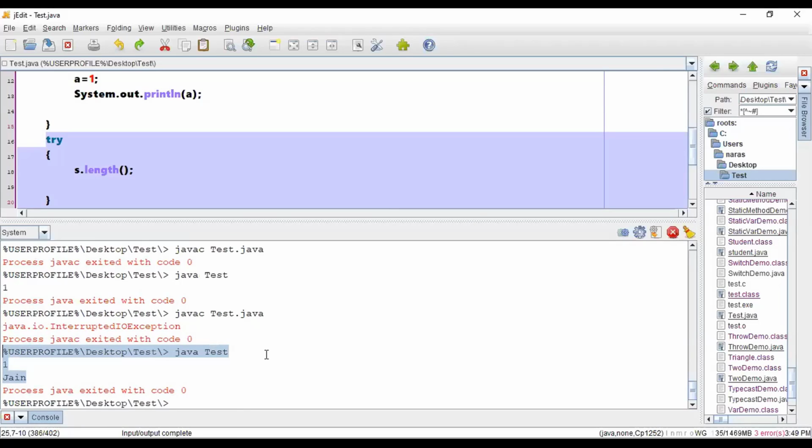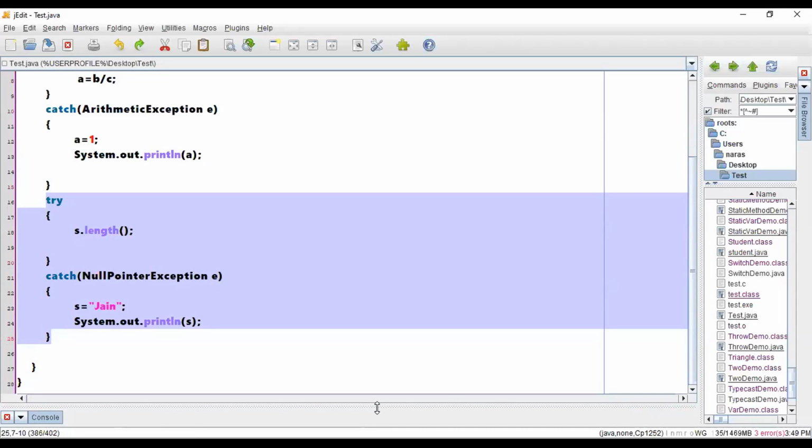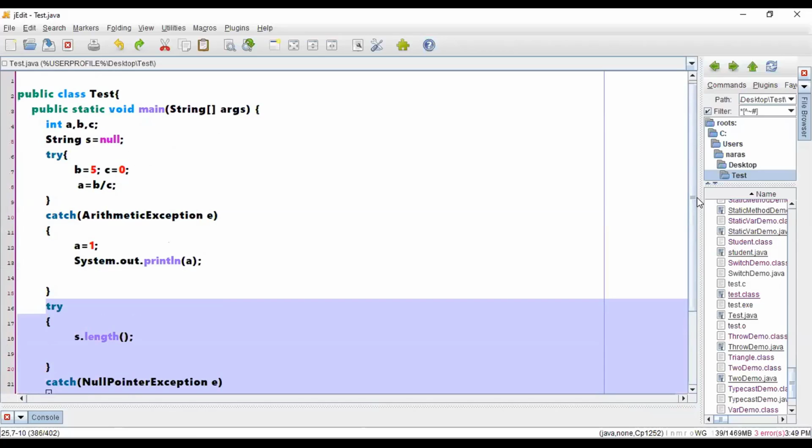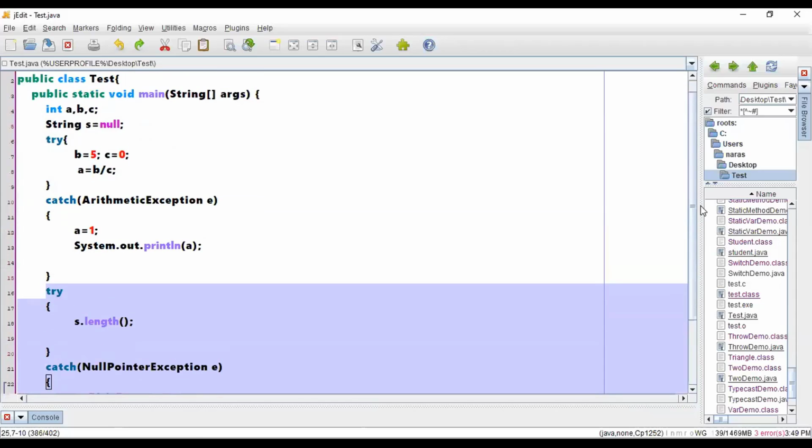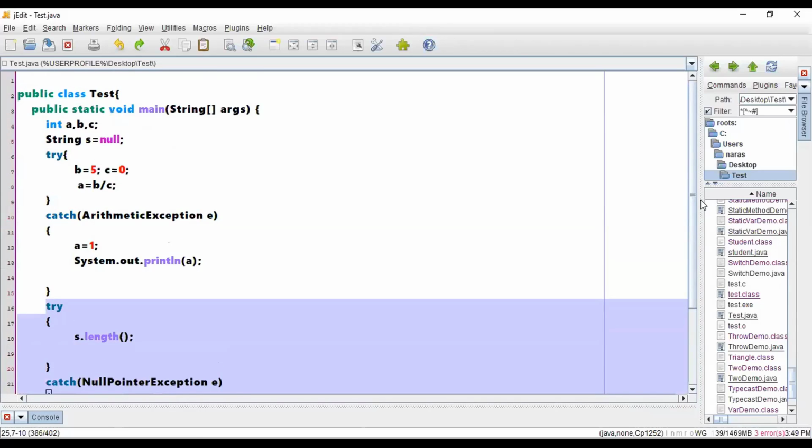Yes, sir. Correct, right? One way of handling more than one exception is writing a separate try catch for each kind of exception which you expect, right? If you are expecting two different exceptions in a program, you can write two different try catch blocks with respect to those particular exceptions. This is one way. Okay.